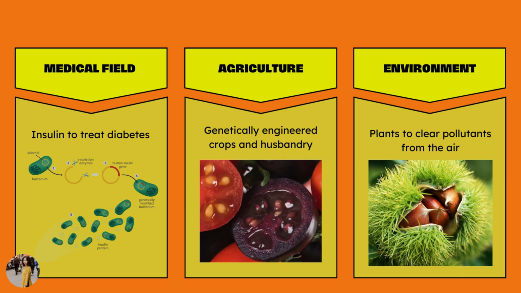For the environment, we have several plants that can clear pollutants from the air by collecting nitrogen. One example is the American chestnut tree that is modified for enhanced tolerance to environmental stressors.